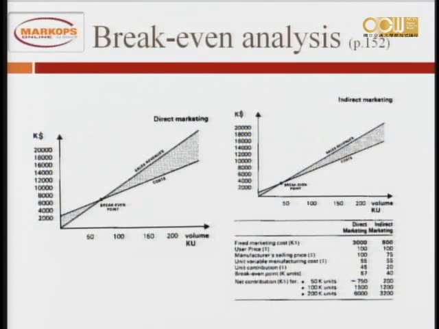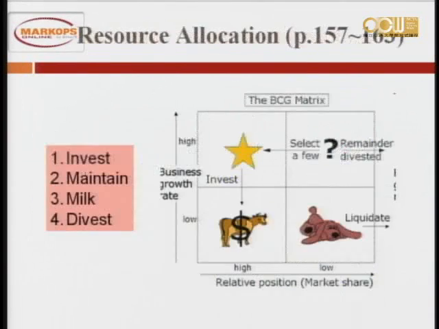I think most of you have some basic idea. These are the break-even one and so on. The upper one is profit, the lower one is loss. Resource allocation, I think I mentioned that before. There are four strategies: we call them invest, maintain, milk, and divest. Obviously, invest means put a lot of money there. Maintain means maintain the same level. Milk means start to cut the price, cut the resources. Divest means take everything out, withdraw.